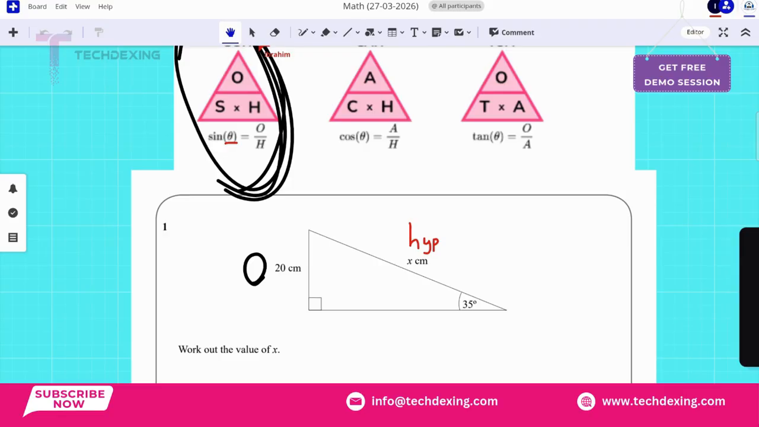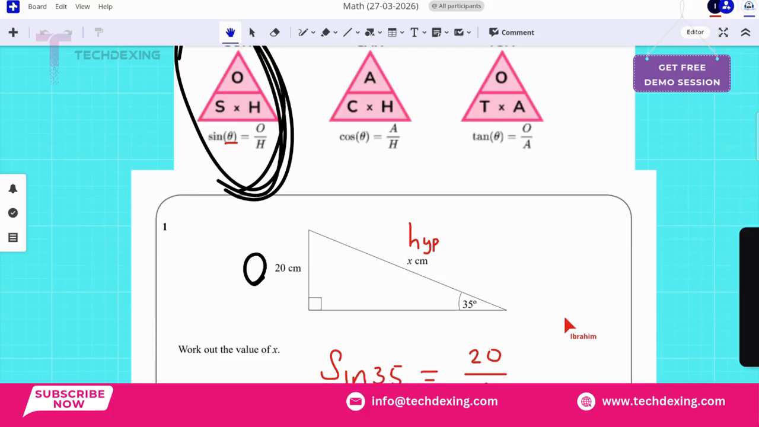No, no, that is different. So you can just have a look. First, I'm gonna substitute the value. So it will become sine 35 degrees, which equals opposite over hypotenuse. So opposite is 20 over x. Okay, you're right. But this is the simple way, so we can say that x will be equal to 20 over sine 35.